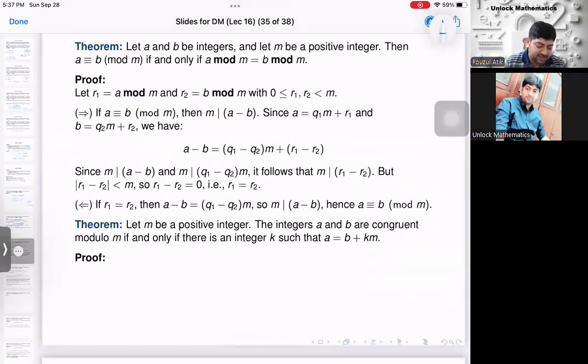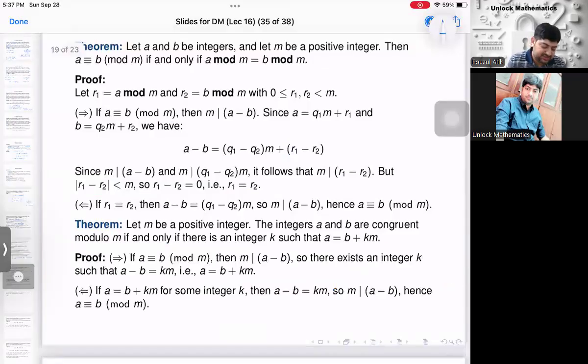Similarly, we have another result which says: let M be a positive integer, then the integers A and B are congruent modulo M if and only if there is an integer K such that A is equal to B plus KM. K is another integer. This is again a very easy proof. If A is congruent to B mod M, then M must divide A minus B.